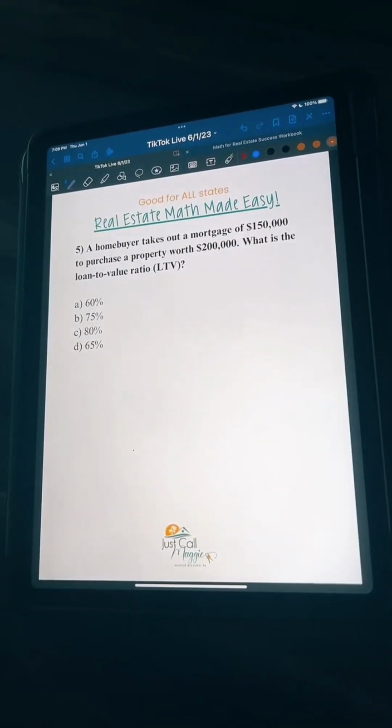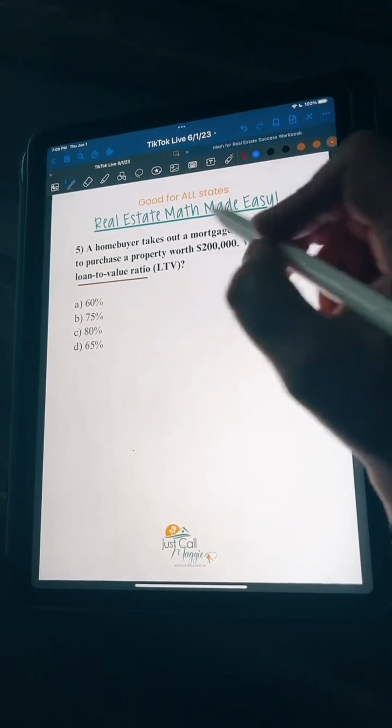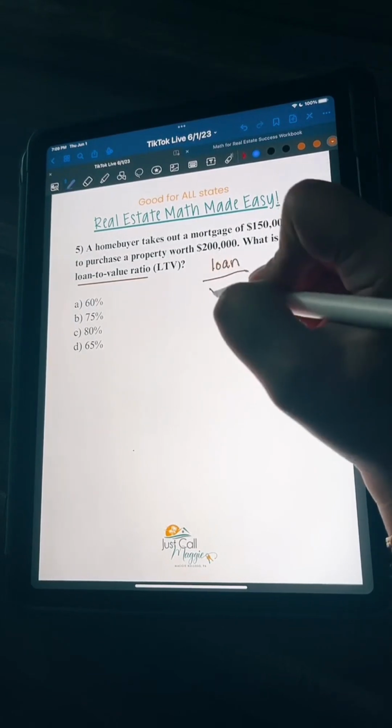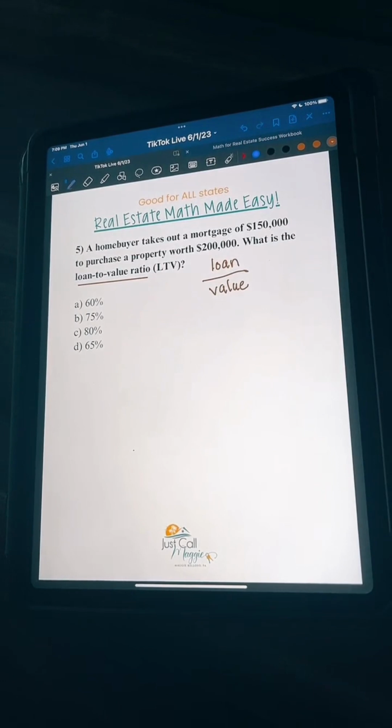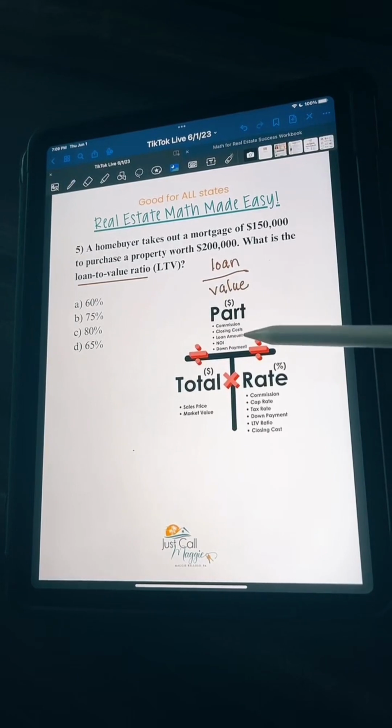Number 5. It says a home buyer takes out a mortgage of $150,000 to purchase a property worth $200,000. What is the loan to value ratio? All right. Since they're saying loan to value ratio, this is one of those that has the definition right in there, the formula. So remember, loan to value means loan to value. Or we could take out our T-chart, right? Loan to value, same thing.